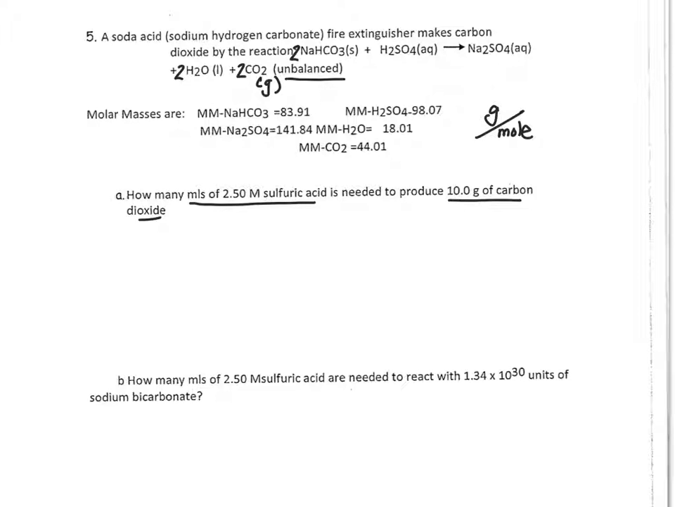So we're interested in the amount of sulfuric acid, the mils of sulfuric acid, given that we have 10 grams of carbon dioxide. So let's start off with the given, which is 10 grams of carbon dioxide. If we convert that to moles and then use the mole to mole ratio from carbon dioxide to sulfuric acid, we can get the moles of sulfuric acid. So let's divide by the molar mass.